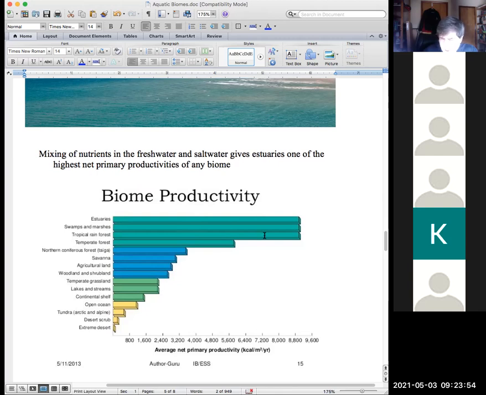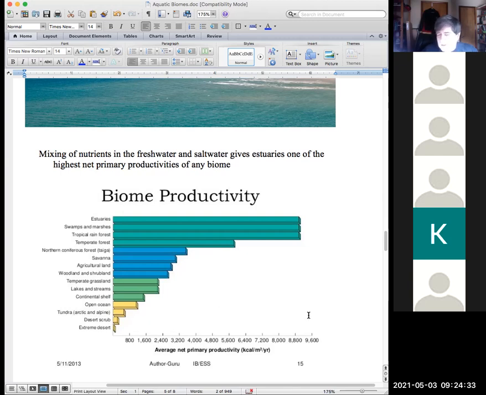Well, notice estuaries are at the same level as swamps and marshes and tropical rainforests. You might not think of estuaries or swamps and marshes as actually producing as much organic material as rainforests, but they do. And notice they produce more by a pretty wide margin than temperate forests or boreal forests or the grasslands, or obviously deserts and the tundra are way down here. So they're very productive in terms of what they make.